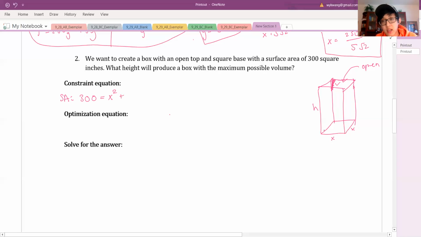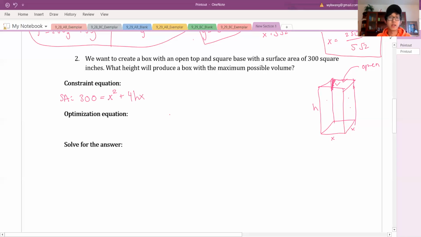Then we're going to add h times x, right? That's one side of the box, plus h times x. Then we have the other side of the box. So like this side, this side, this side, and this side. And if you think about it, it's a box. There's 4 sides. So actually, it's going to be 4hx.